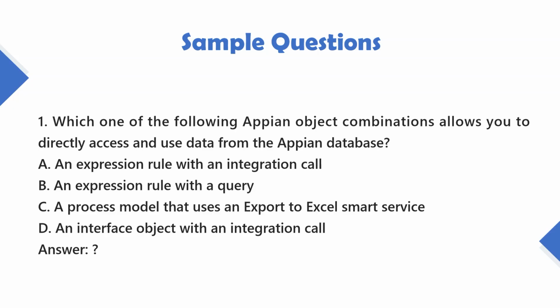1. Which one of the following Appian object combinations allows you to directly access and use data from the Appian database? A. An expression rule with an integration call. B. An expression rule with a query. C. A process model that uses an export to Excel Smart Service. D. An interface object with an integration call.